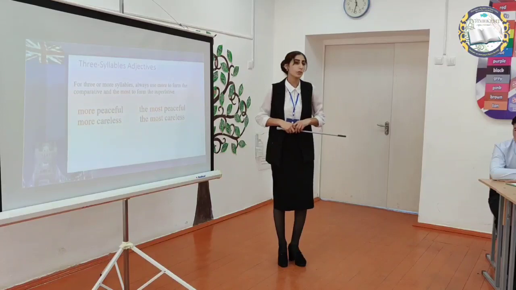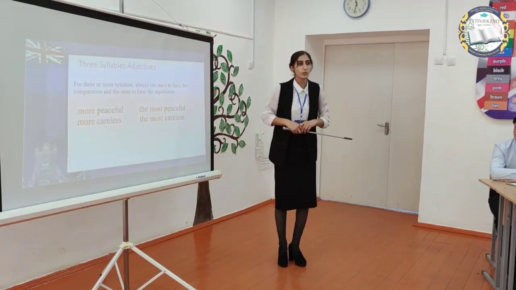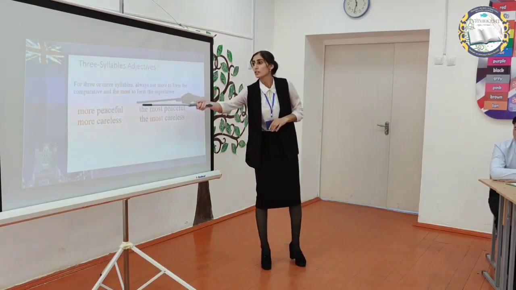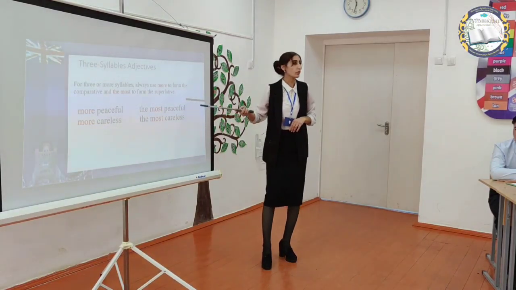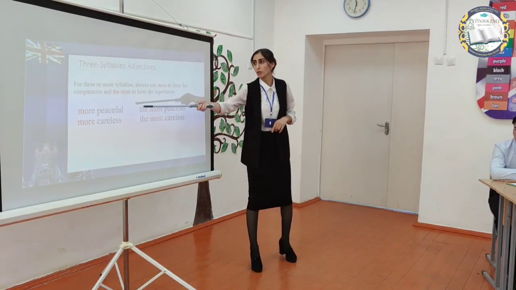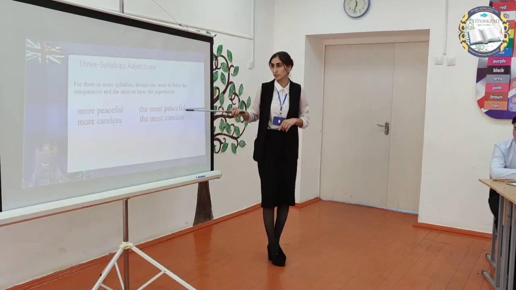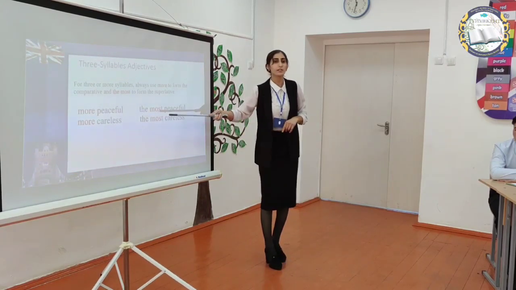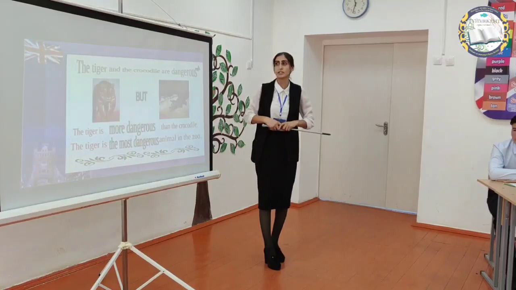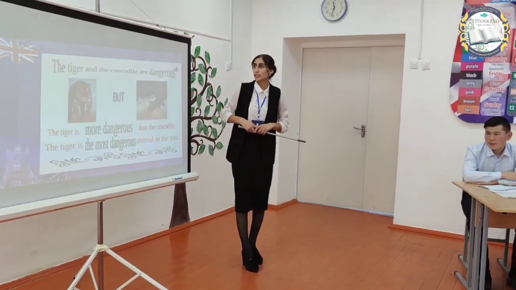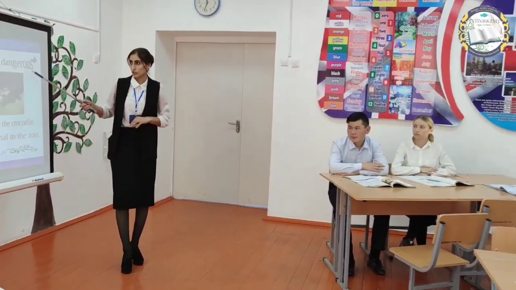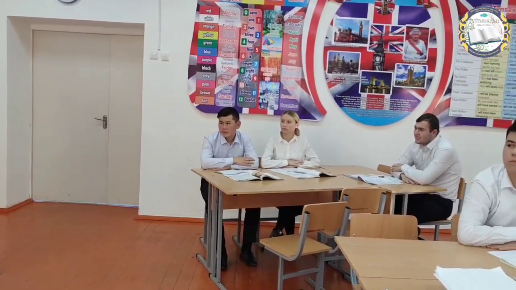If we have three or more syllables, we use more for comparative adjectives and the most for superlative adjectives. For example, more peaceful, the most peaceful. More careless, the most careless. Another example, the tiger and the crocodile are dangerous, but the tiger is more dangerous than the crocodile. And the tiger is the most dangerous animal in the zoo.